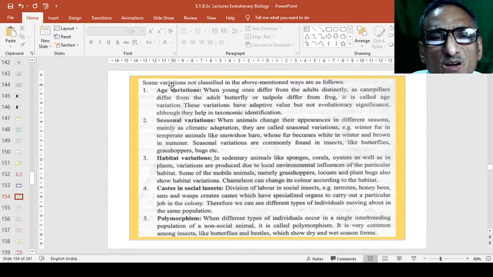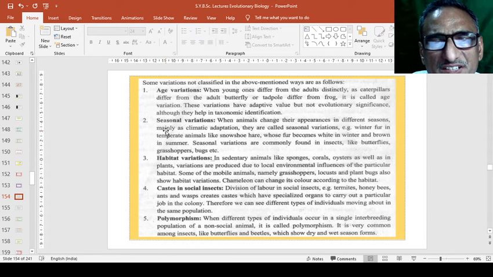Some variations are not classified in the above-mentioned ways, but they are different. First, age variations. When young ones differ distinctly from the adult, as caterpillars differ from the adult butterfly or tadpoles differ from the frog, it is called age variation. So young ones look different and adults look very different. So these are the age variations.